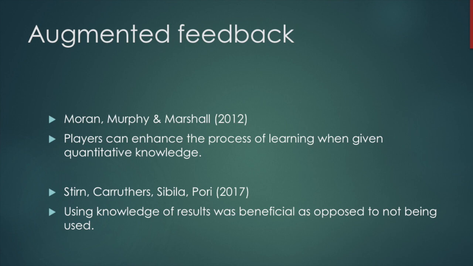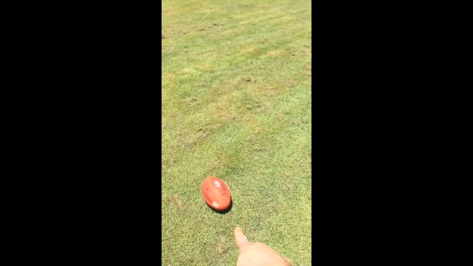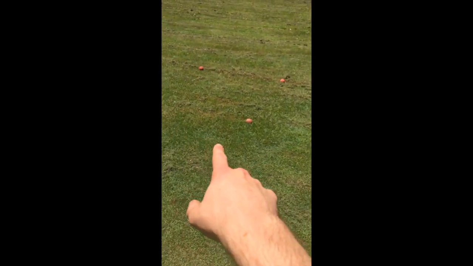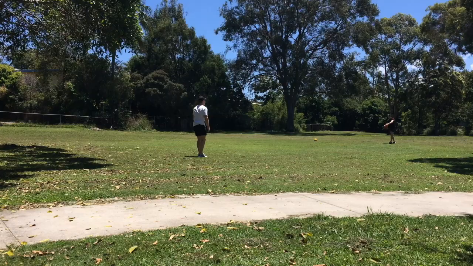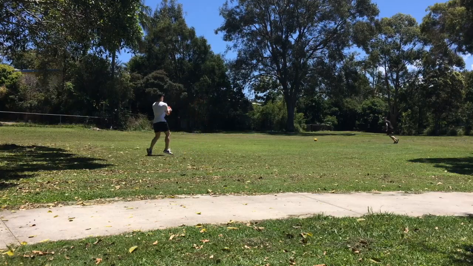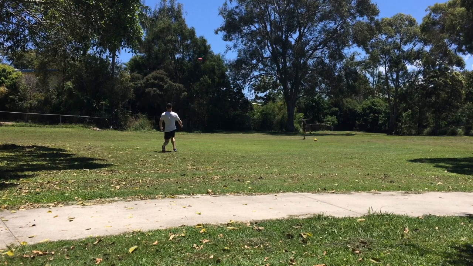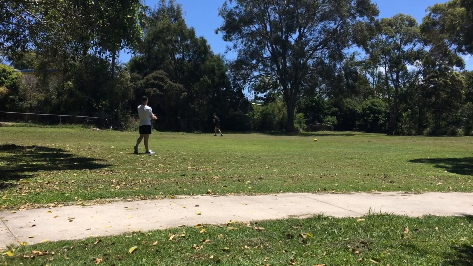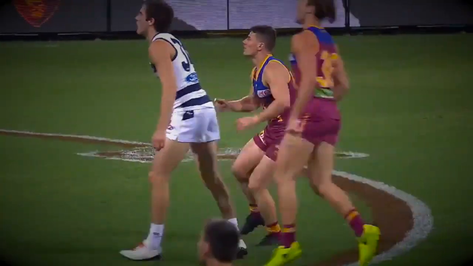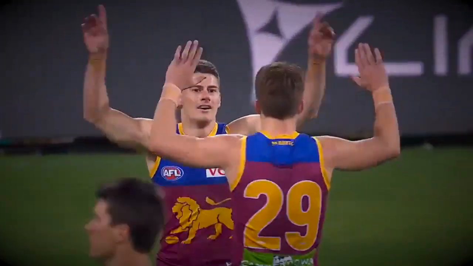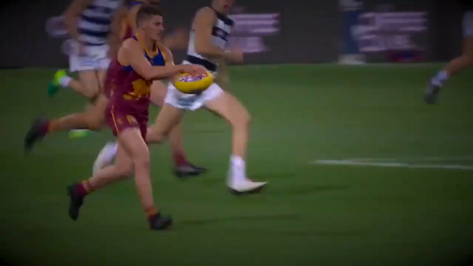Further, studies from Stern and colleagues concluded that using knowledge of results was beneficial as opposed to not using any. Therefore, we decided to measure the kick accuracy in the first few weeks and feed it back to our participant. We then followed a fading mode to gradually reduce the dependence on knowledge of results, thus positively affecting performance results and fostering the participant's skills to be used in an in-game scenario.